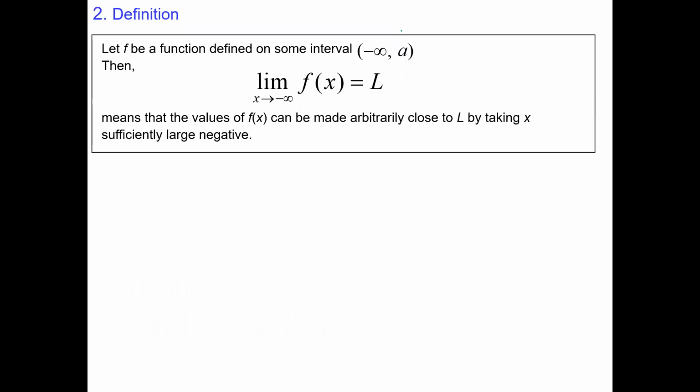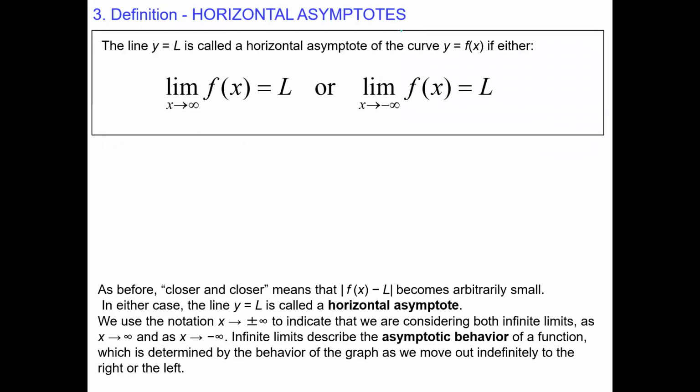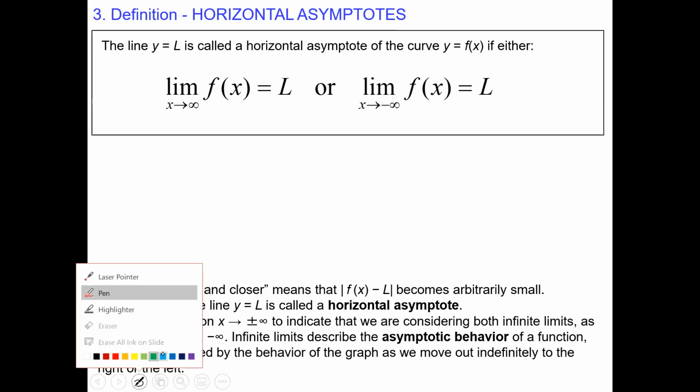We may have a function defined from negative infinity to a, and then we will say that the limit as x approaches negative infinity of the function f of x equals L. This means that values f of x can be made arbitrarily close to L by taking x sufficiently large in the negative direction. Okay, and now we may have the same limit, or we may actually have different limits at both ends.